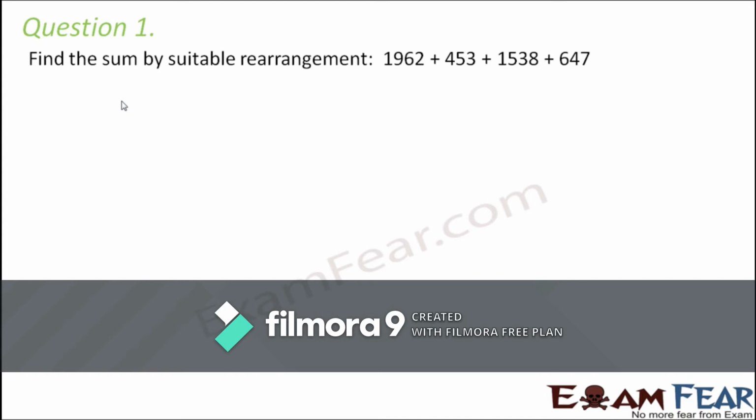First of all, what we do is we rearrange the terms in a proper way. Now, rearrangement is allowed because we have learned about the commutative law. Even if you interchange positions, the overall thing remains the same, because here we are talking about addition. So let us rearrange the terms. So what we do, let's keep 1962 and 1538 together.